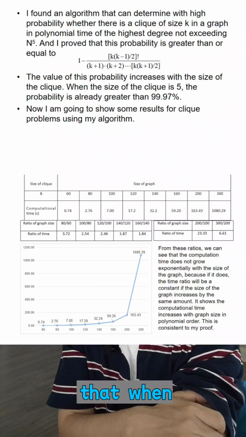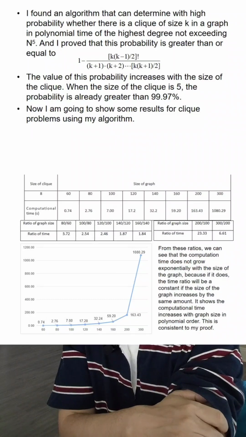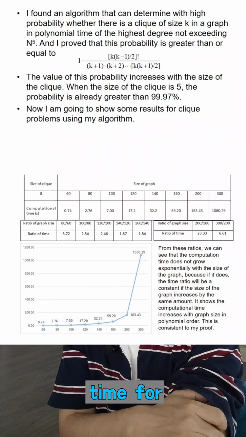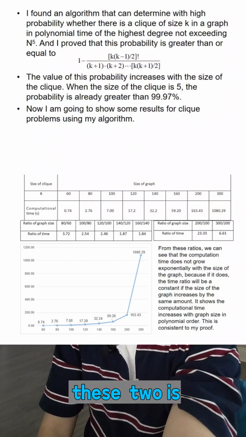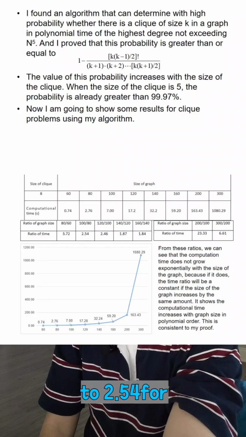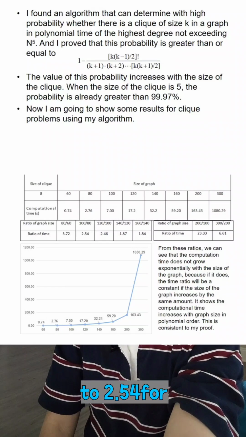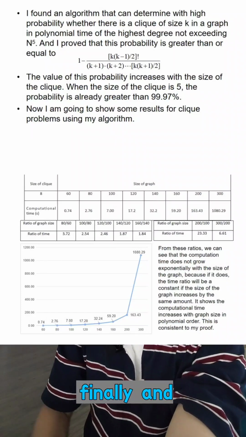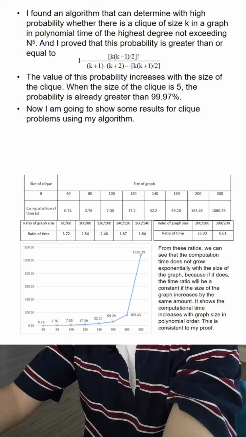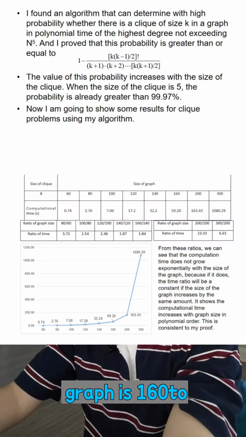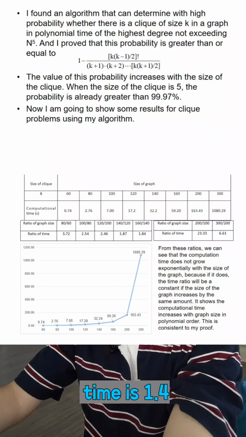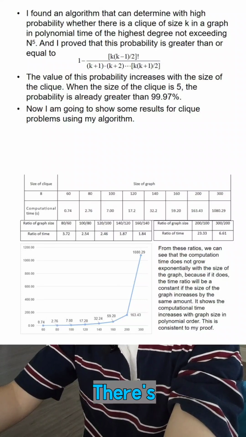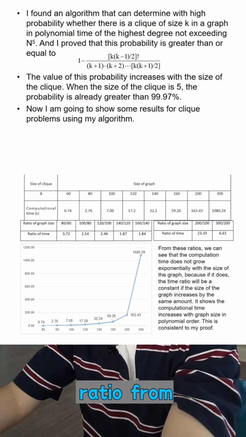We can see that when the graph sizes are 80 and 60, the ratio of the computational time for these two is 3.72, and it decreases to 2.54 for a graph size of 180. And finally, for graph sizes of 160 to 140, the ratio of the computational time is 1.4. And there is another figure, another table, showing this ratio.